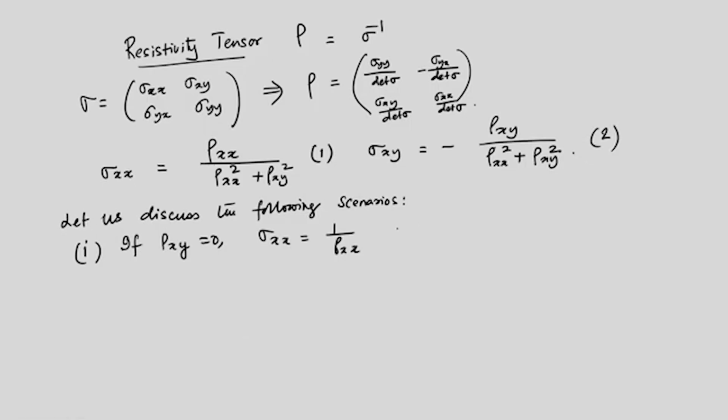Alright, and of course your sigma xy equal to 0, because sigma xy has rho xy in the numerator, and because rho xy equal to 0, sigma xy equal to 0 as well, and this is a familiar thing. Okay, so this is a familiar scenario. Alright, so what's the second scenario?